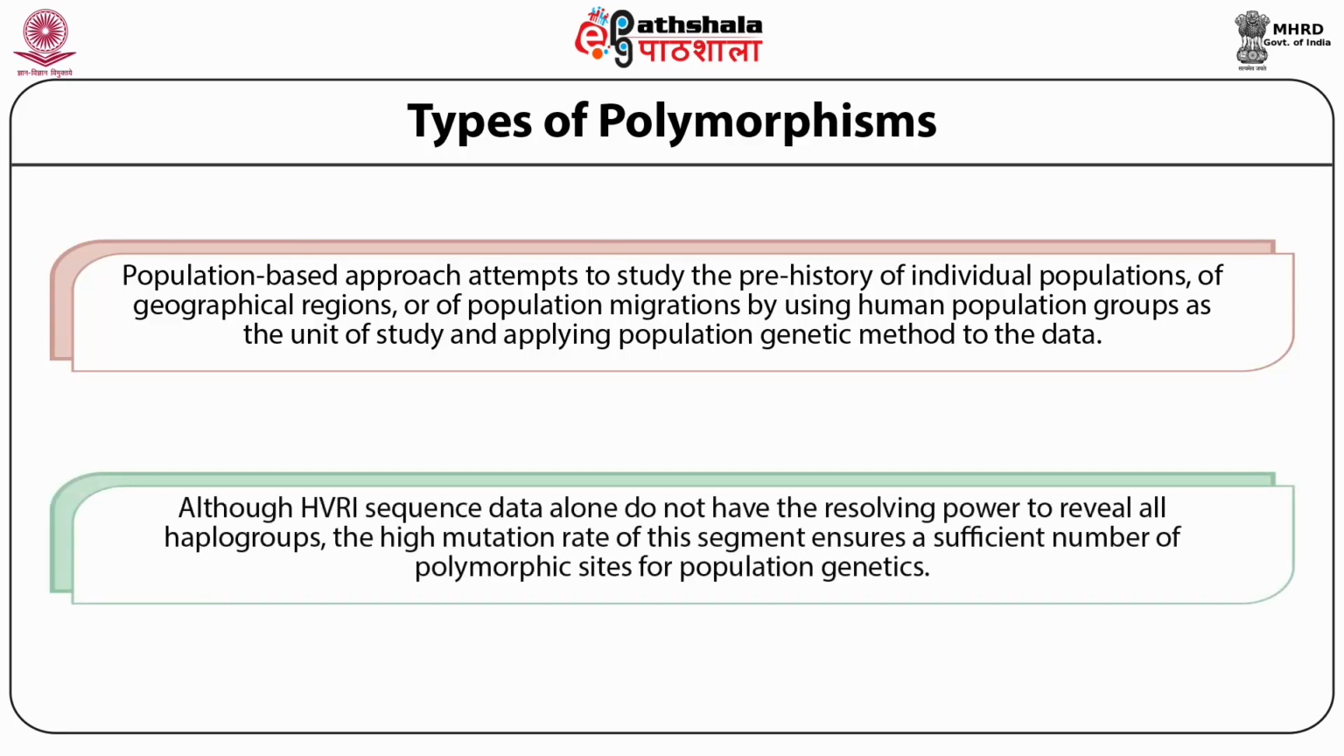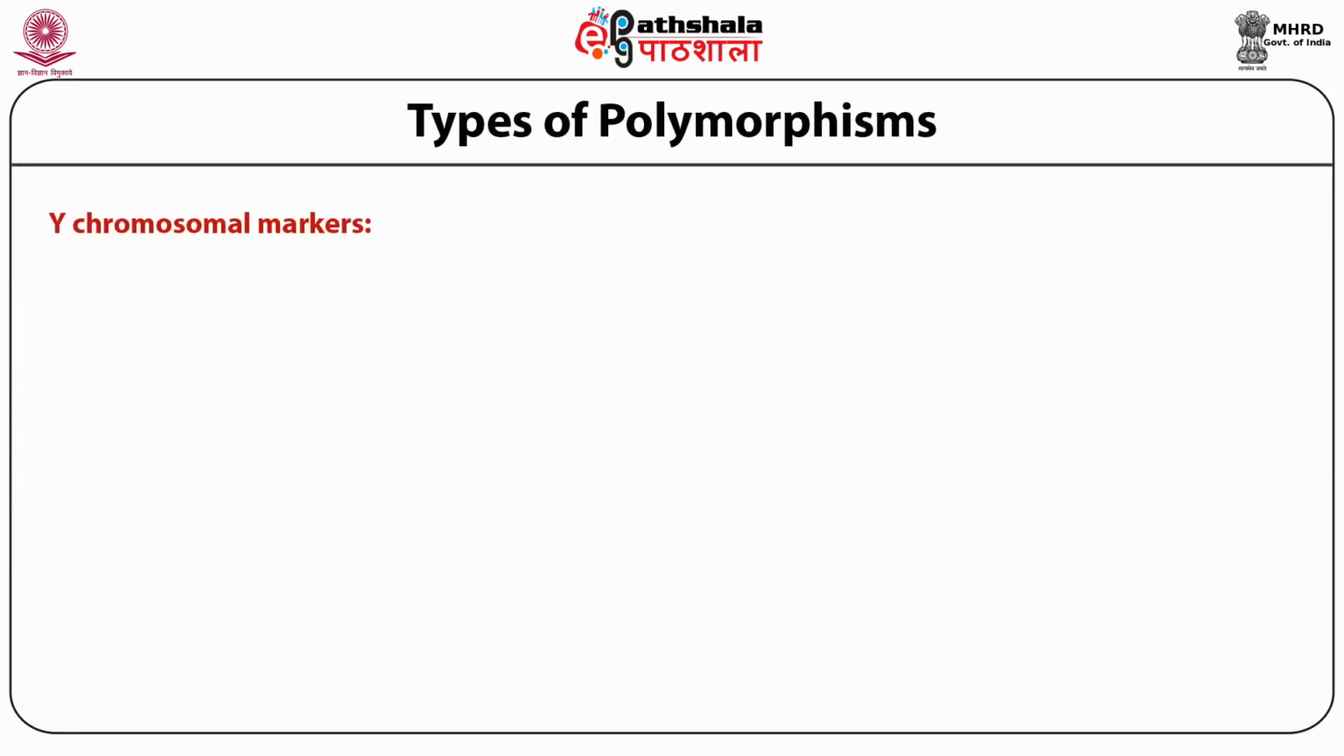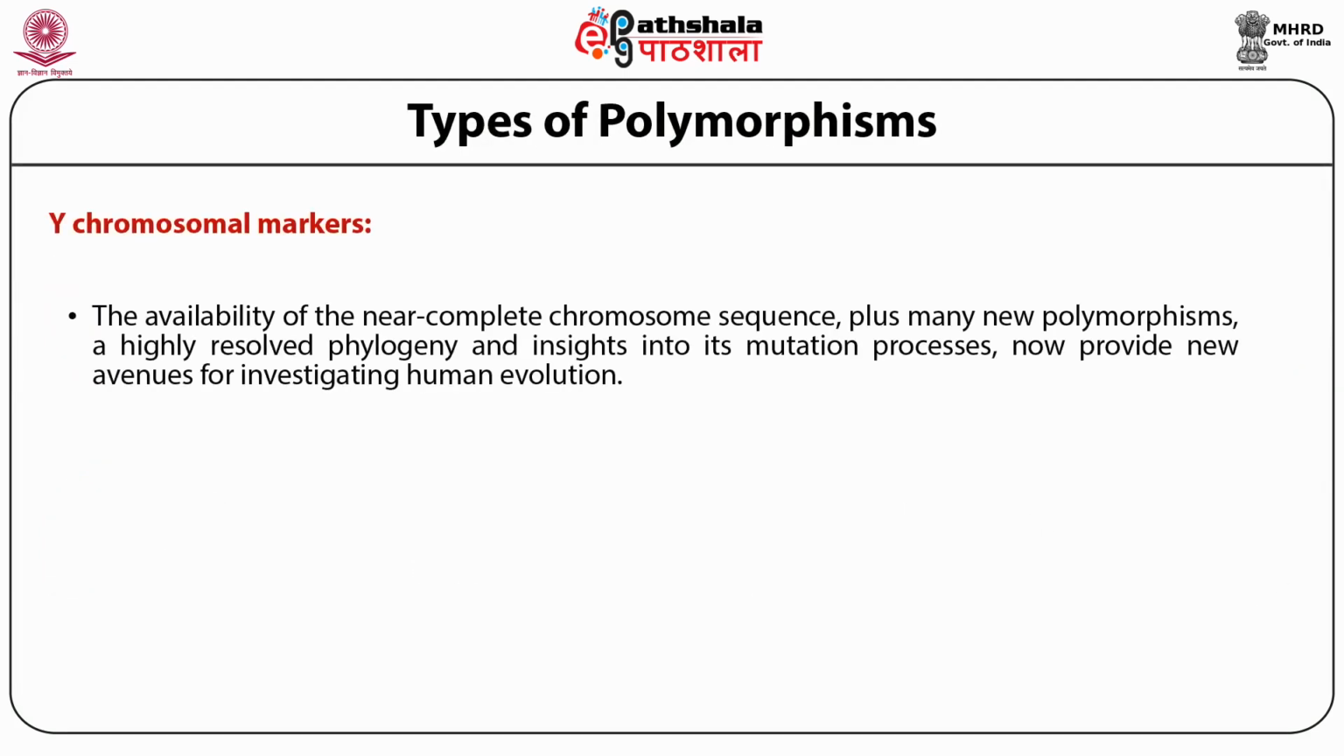Although HVR1 sequence data alone do not have the resolving power to reveal all haplogroups, the high mutation rate of this segment ensures a sufficient number of polymorphic sites for population genetics. Then we have Y chromosome markers. The availability of a near complete chromosome sequence, thus many new polymorphisms, a highly resolved phylogeny, and insights into the mutation processes now provide new avenues for investigating human evolution. Y chromosome research is expanding.